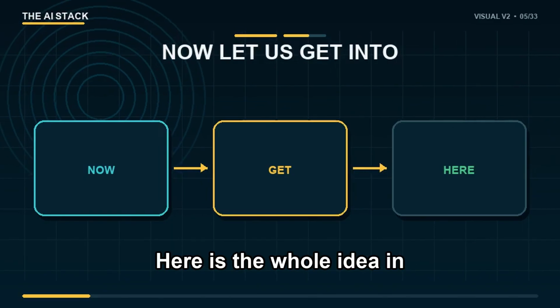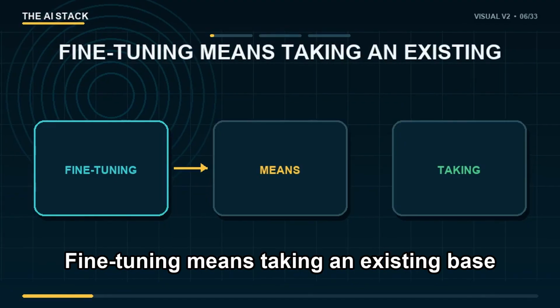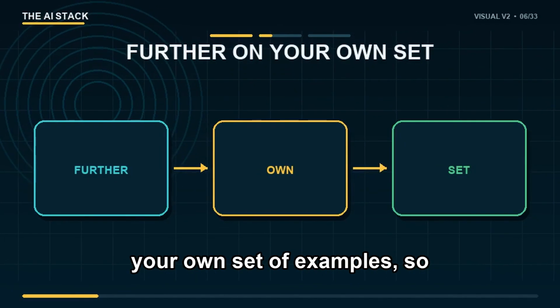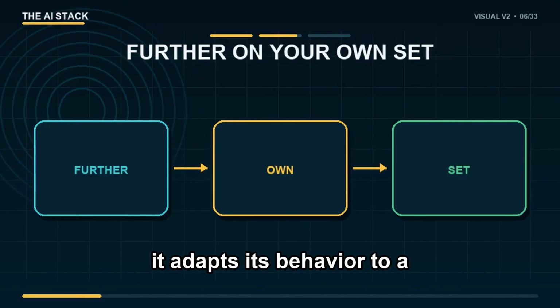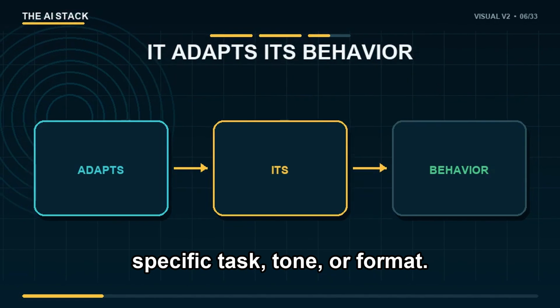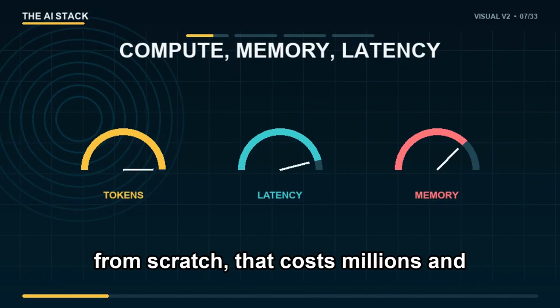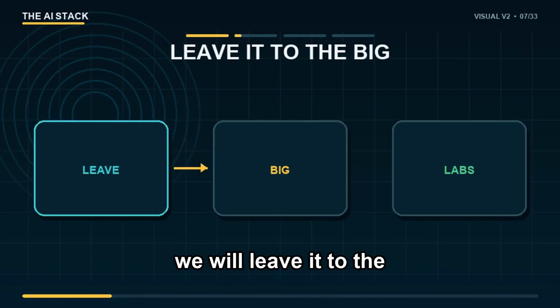Here is the whole idea in one sentence. Fine-tuning means taking an existing base model and training it further on your own set of examples so it adapts its behavior to a specific task, tone, or format. You are not building a model from scratch. That costs millions, and we will leave it to the big labs.